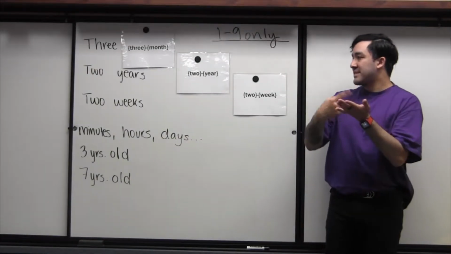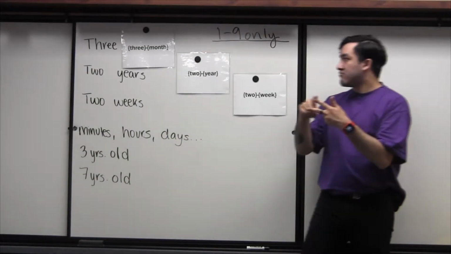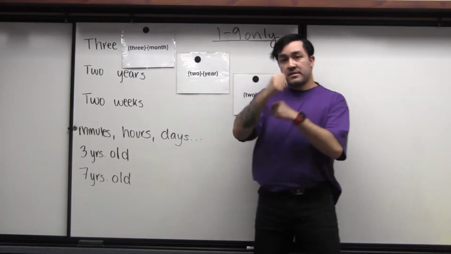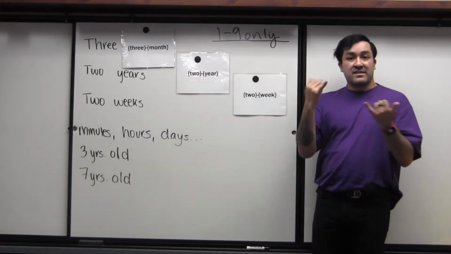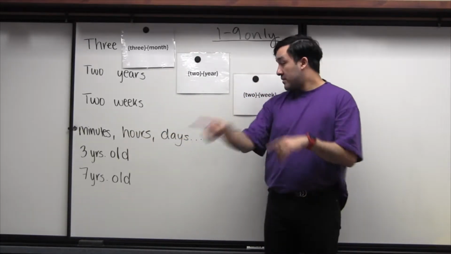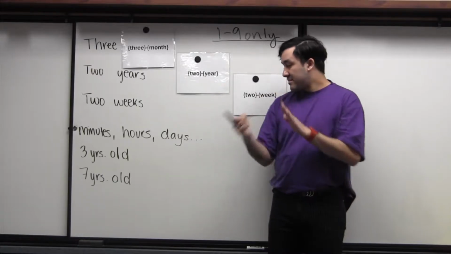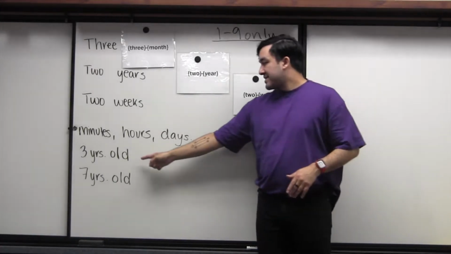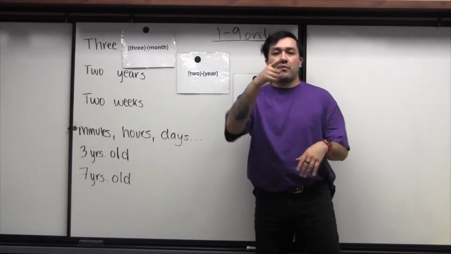So in the last video, we started talking about numerical incorporation and how we can combine that with the signs for month, year, and week, and how we can make it a little bit faster to sign those phrases. And so today we're going to talk about some more: minutes, hours, days. We'll talk about age as well.